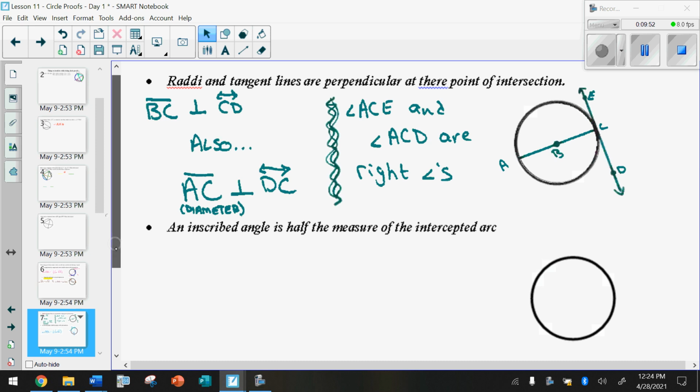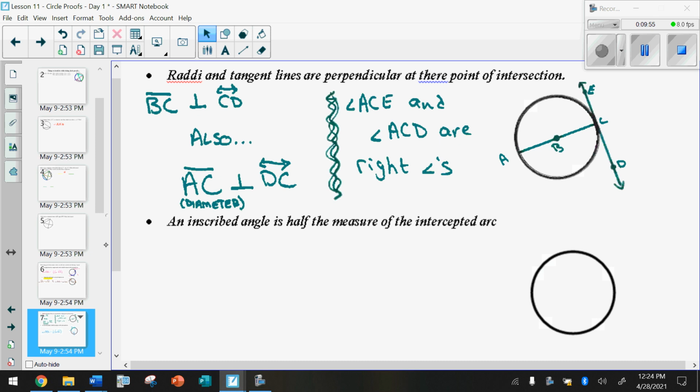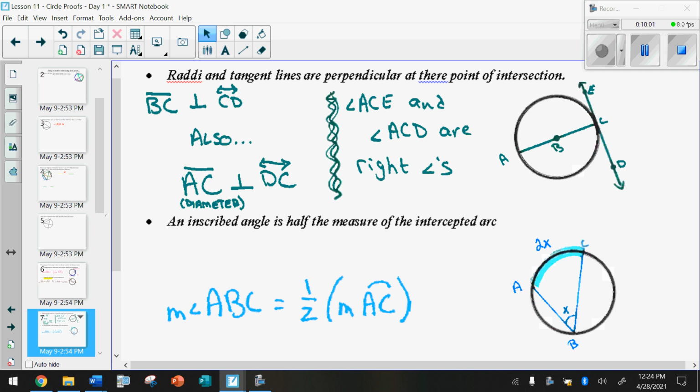Next would be an old rule we have been doing all unit long. An inscribed angle is half the measure of the intercepted arc. We were just talking about how central angles are equal when the intercepted arcs are equal. That's because the central angles are equal to the intercepted arcs. Inscribed angles are half the measure of the intercepted arcs.